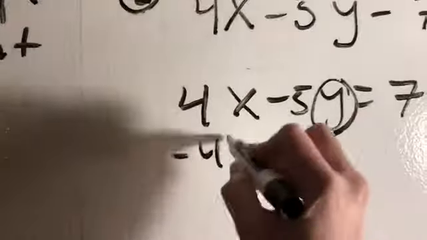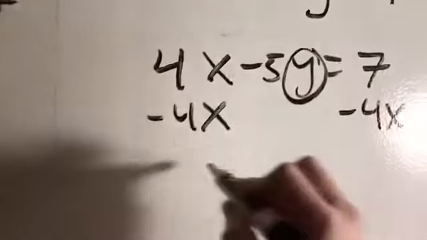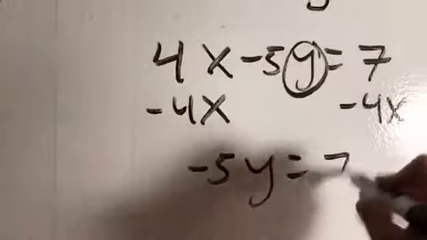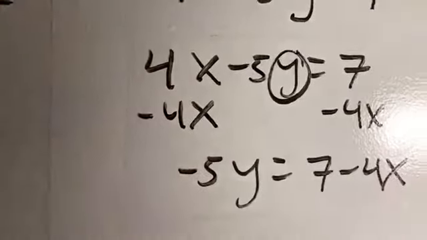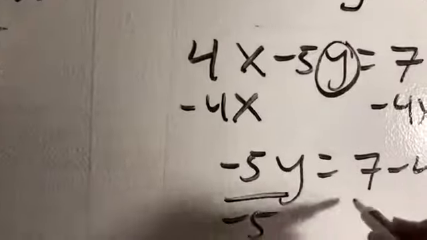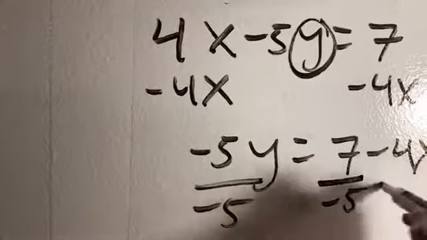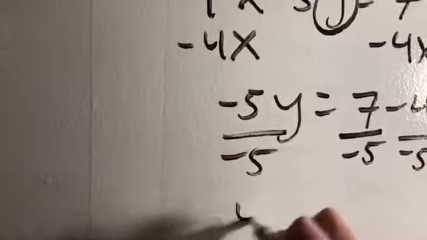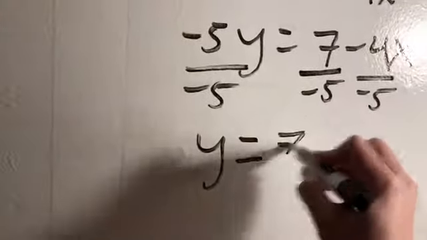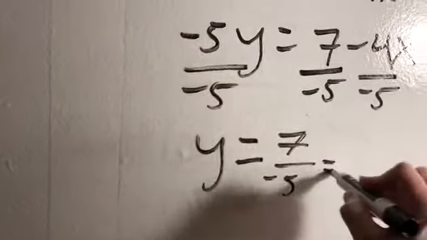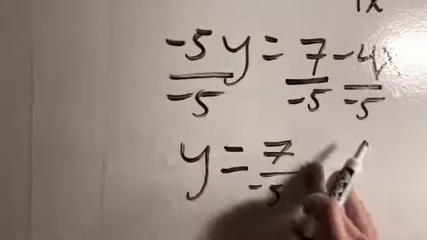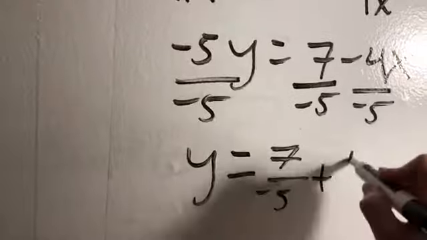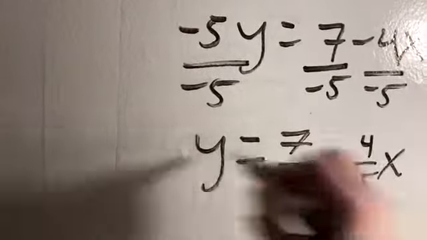So I'm going to subtract 4x. I'll divide by negative 5, and I'll divide everything by that negative 5. So it looks like over here we have y equals 7 over negative 5, and a negative over a negative will be a positive 4/5 x. And that was for equation number 2.